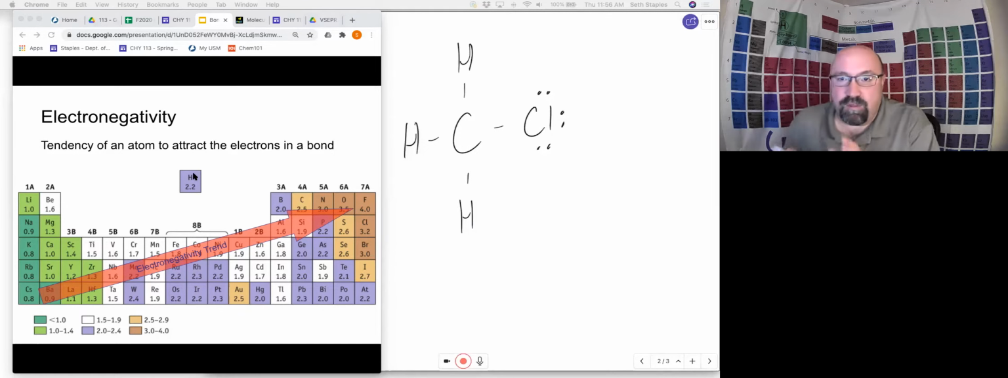What we're going to do now is look at each of these individual bonds in CH3Cl. Let's take a peek first at each of the 3 CH bonds.